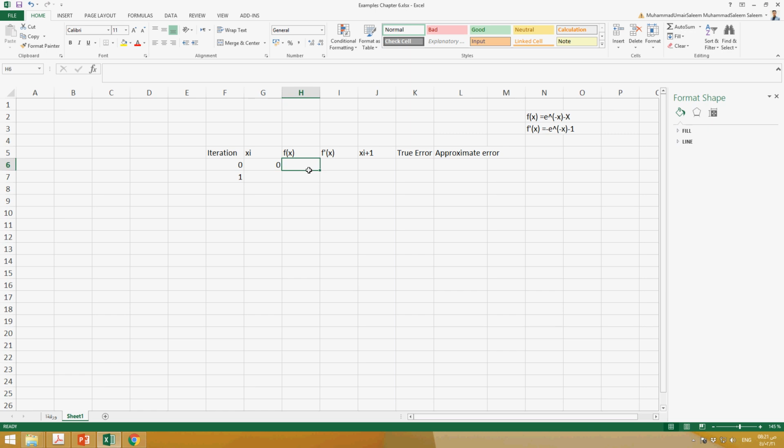For example, if I put f of xi here, and here I put 2.718 raised to the power minus xi minus xi. So this is actually f(xi). Okay, it makes sense. And now let's go for this.